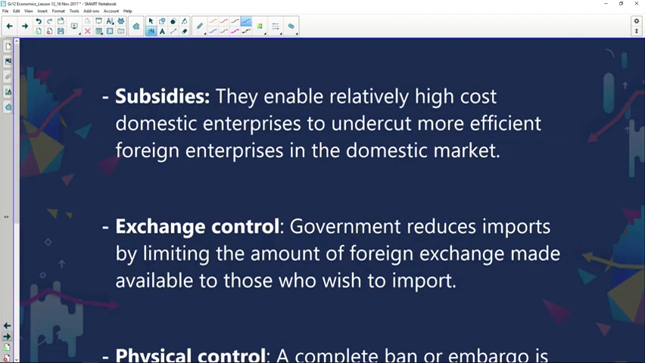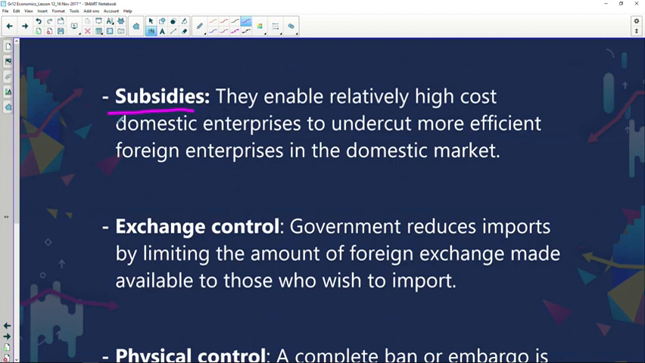Okay, let's move on. All right, and then we've got subsidies, which enable relatively high-cost domestic enterprises to undercut more efficient foreign enterprises in the domestic market, because now the price will be reduced because government would have granted a subsidy on that particular good or service.